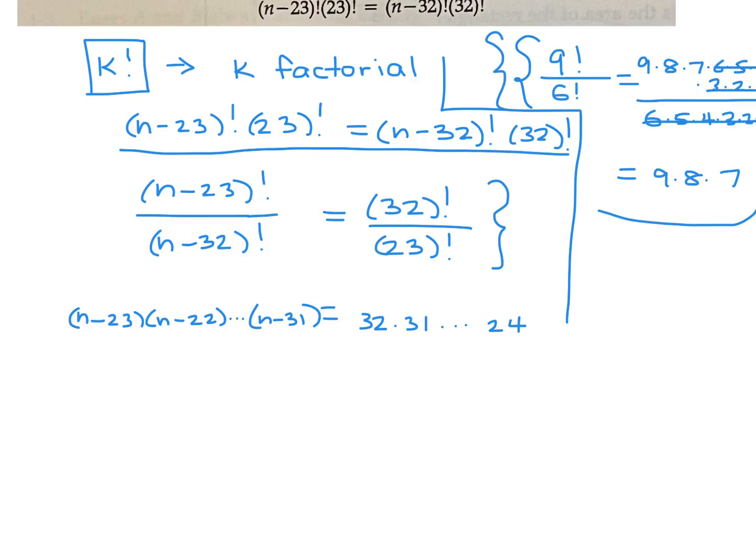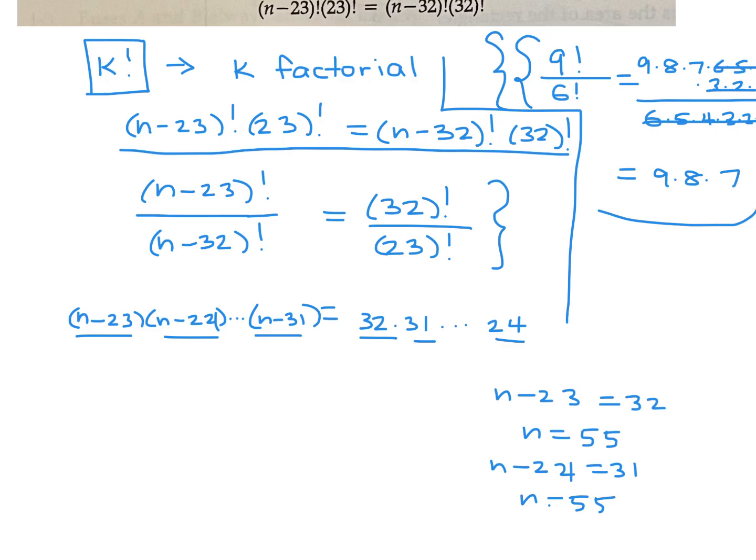Okay, so now we have something that we can work with. At this point, what I think I'm going to do is just match these guys. That with that, that with this, this with this. So let's see, if n minus 23 is 32, that means that n is equal to 55. If n minus 22 is 31, that means, hold on, let me see if I did this correctly. Sorry, this should have been a 24. Sorry about that. Yeah, that should have been a 24. It's a good thing I noticed. Okay, so that means this is 55. And then if n minus 31 is 24, then n is 55. Okay, so it all worked out.